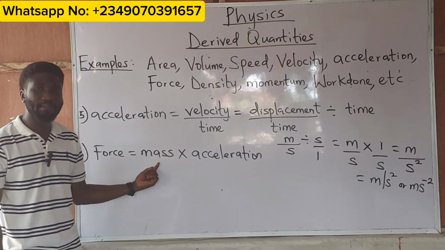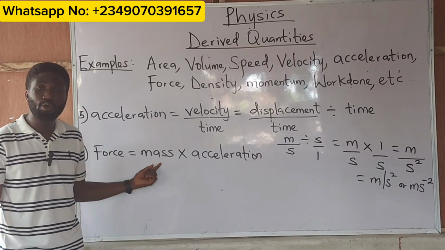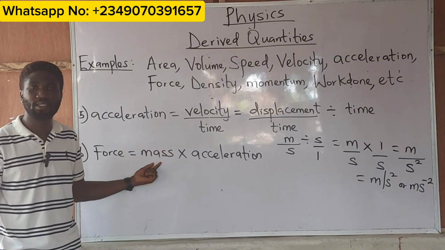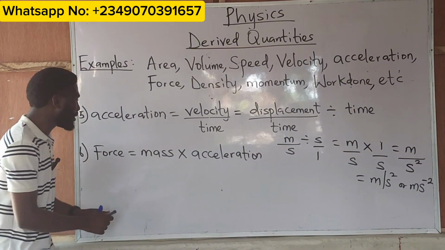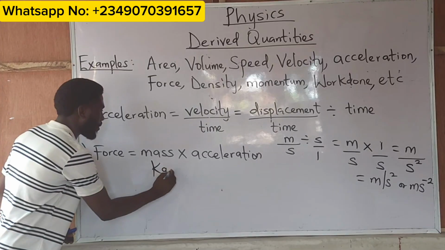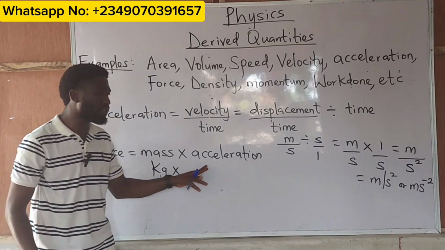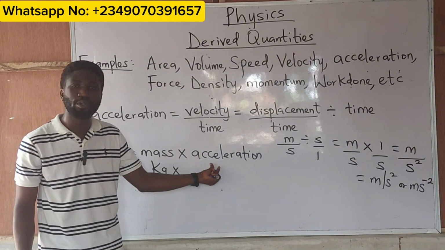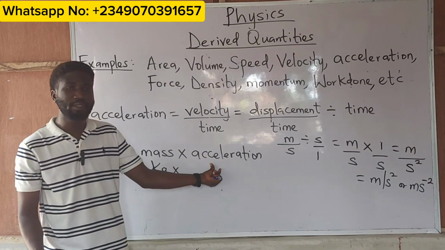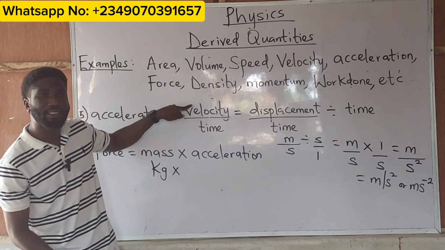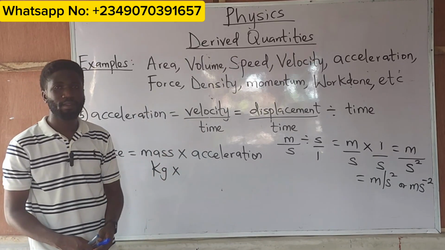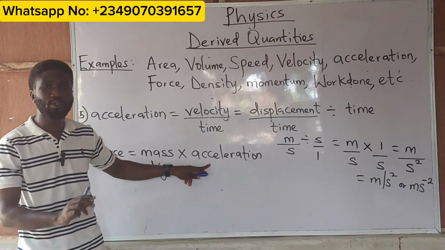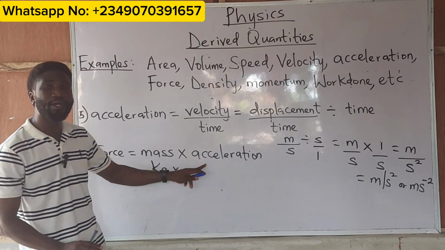So now, mass, is this a derived quantity? No. It is a fundamental quantity. It has no formula. And what is the unit of mass? It is kilogram, multiplied by acceleration. Now, is this a fundamental quantity? No. This is a derived quantity. That is, it is gotten from velocity and time. So it has its own formula. But I don't want to waste our time. I will just write out the units.